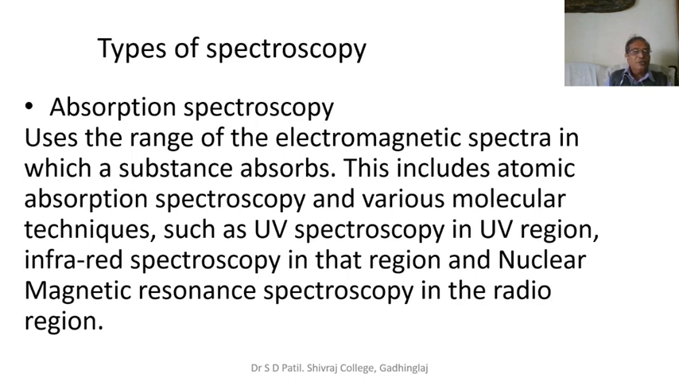This branch uses the range of electromagnetic spectra or radiations in which the substance absorbs some part of the electromagnetic radiation. This includes atomic absorption spectroscopy and various molecular techniques such as UV spectroscopy in the UV region, infrared spectroscopy in that particular region, and NMR spectroscopy in the radio region. Absorption spectroscopy is related to absorption in various ranges of electromagnetic radiation.